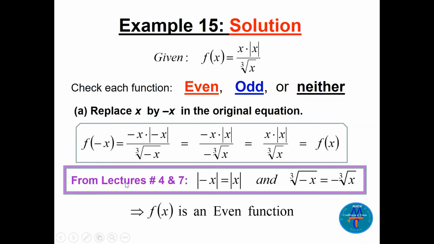We have seen that in Algebra Course Lecture 4. You can see that, please. And then cube root of minus x, we can take the minus out. This is lecture number 7. See, this minus will be cancelled. So again, we have x times absolute value of x over cube root of x, which is the same as the function f. So if f of minus x is equal to f of x, that means the function is an even function.